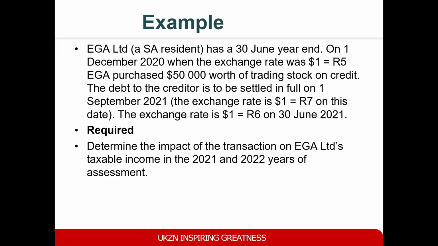Then come again on the date. Now that is 2021, right? Financial year, because it ends there. Come 2022, we realize this amount we paid on 1st of September. 7 rands minus 6 rands times $50 should be the amount for 2022.